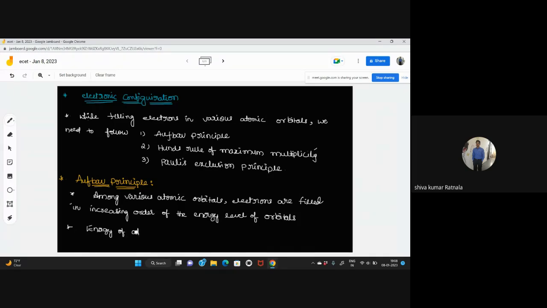Energy of atomic orbital is given by the n plus L formula, where n equals the principal quantum number and L is the azimuthal quantum number. Okay, principal quantum number and azimuthal quantum number.